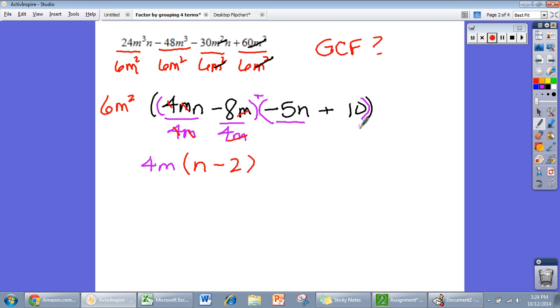Over here, I'm going to divide. Again, if this is a negative, I'm going to divide by a negative. And I'm going to divide by negative 5. Both 5 and 10 are divisible by 5. After I factor it out, I'm now dividing. And negative divided by negative is a positive N. And positive 10 divided by a negative 5 is a negative 2.